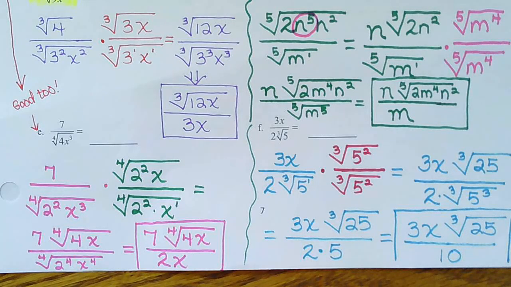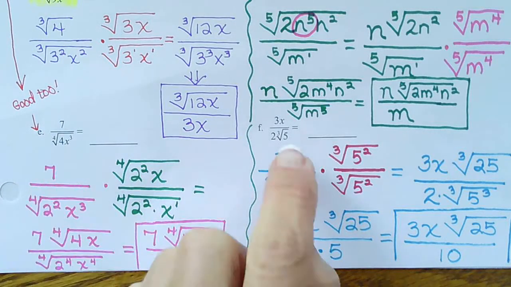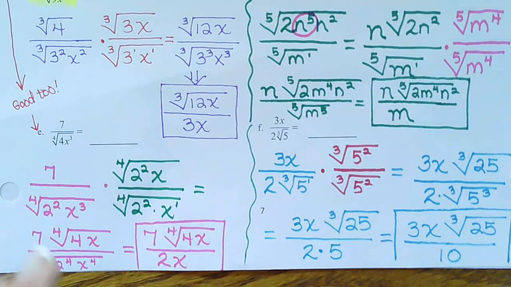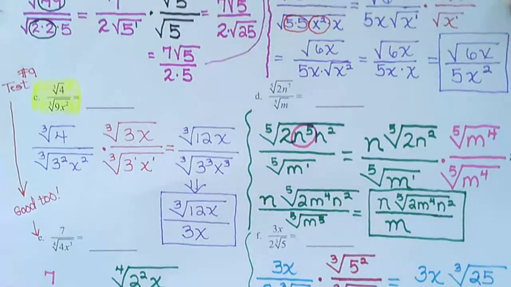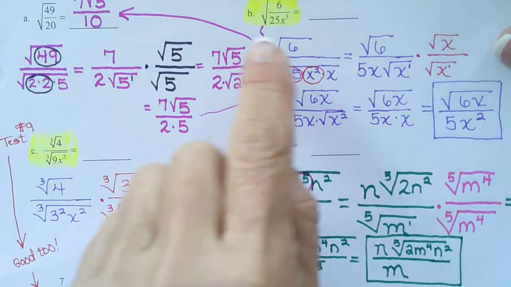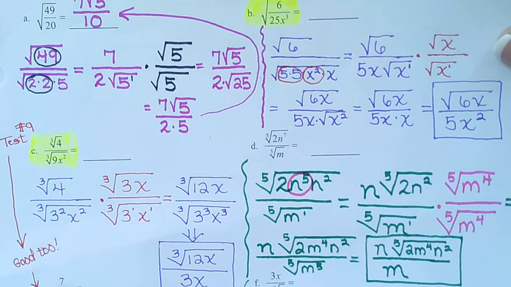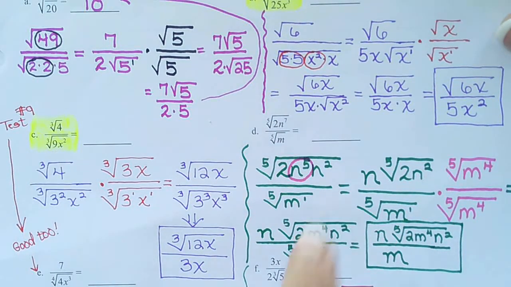Okay, so that's called rationalizing the denominator when there's just one term. So no addition or subtraction in the denominator. All of these just have one term. If you look all the way up and down this page, let me lower it. You can see there was one term, just 20 in the denominator, one term, 25x squared or x cubed, one term in this denominator.